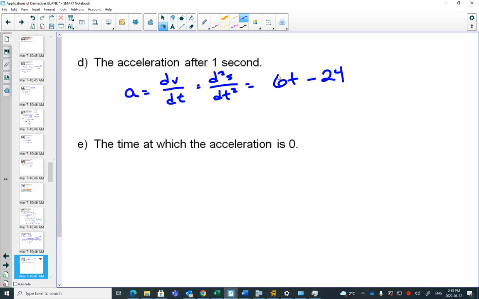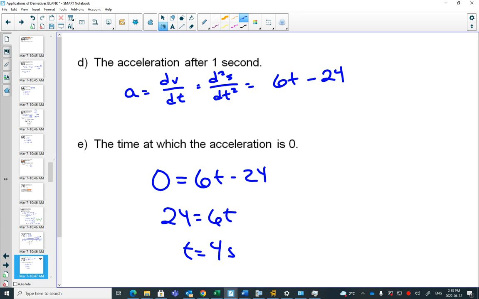When is the acceleration 0? At 4 seconds. Oh, and we didn't find it after 1 second. At t equals 1, the acceleration would equal negative 18 meters per second squared.